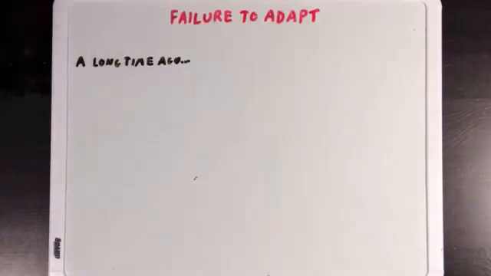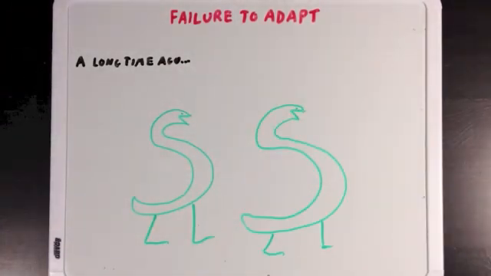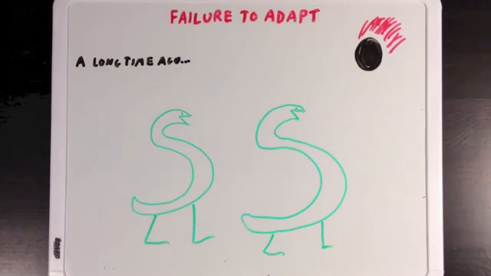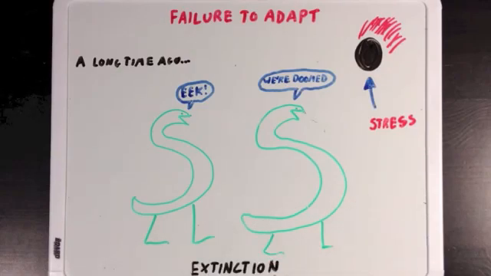Now we all know that a long time ago dinosaurs ruled the Earth. Well, scientists think that one day a giant meteor came crashing down to the Earth and went kaboom and completely changed the environment that the dinosaurs were living in. So in this case, the meteor and the changes to the environment that it made was the environmental stress. And the dinosaurs just couldn't cope with the change, and they all died and went extinct.